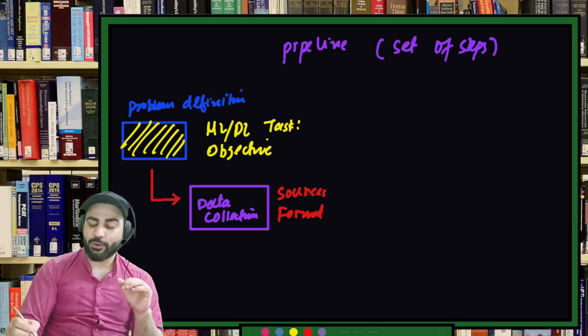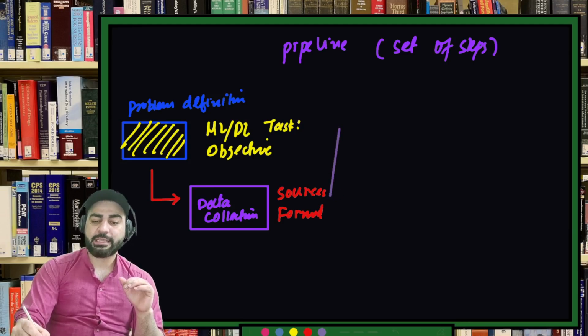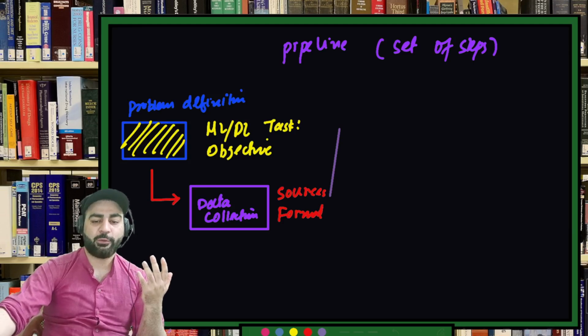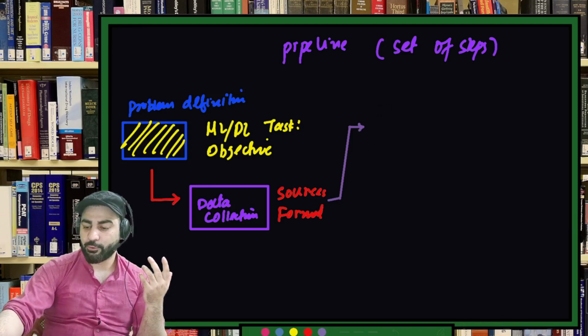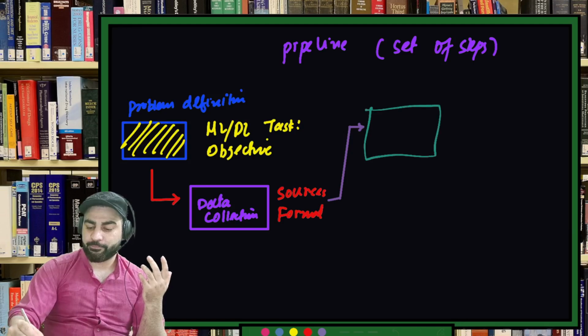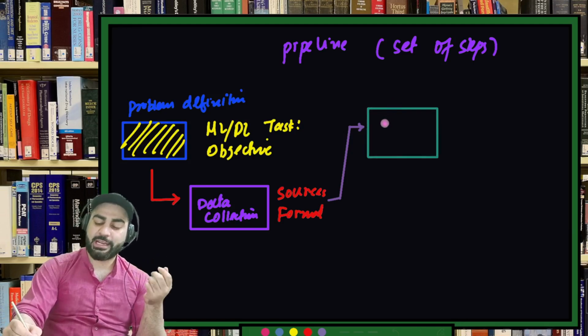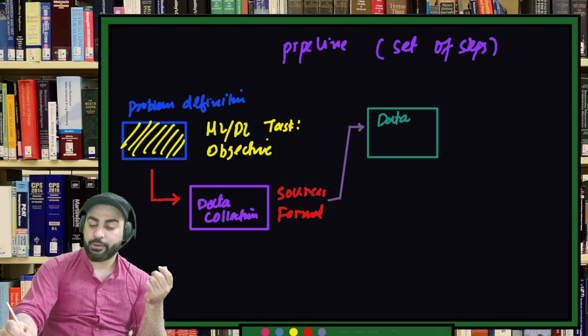And after this, after we have the data collection, we move on to the next step. That is, now we have to process the data. Okay, we have to process this data. Okay, I'll write it here. So let us use some other color. So this is called data pre-processing. Data pre-processing.